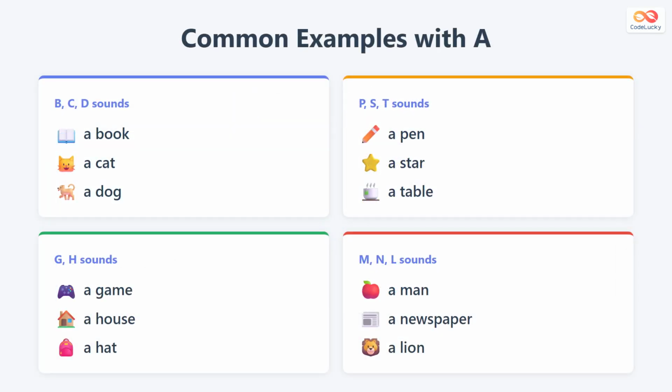Here are some common examples of using a with consonant sounds. B, C, D sounds: a book, a cat, a dog. P, S, T sounds: a pen, a star, a table. G, H sounds: a game, a house, a hat. M, N, L sounds: a man, a newspaper, a lion. In all these examples, the first sound you hear is a consonant, so we use a.